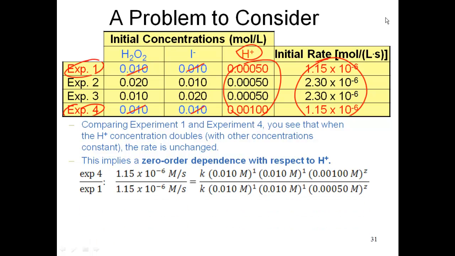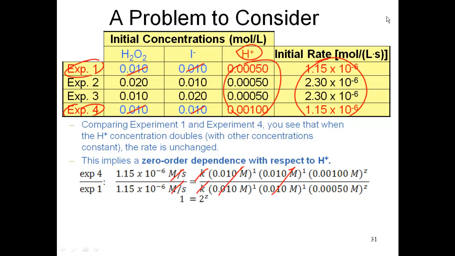Mathematically, put in my concentrations and my rates: 1.15 times 10 to the minus 6 molarities per second for both of them, 0.1 molarity for my H2O2s, 0.010 molarity for my I minuses, and 0.001 molarity for experiment 4 to 0.0005 molarity for experiment 1. We see that my K's cancel, my units cancel, my hydrogen peroxides cancel, my I minus cancels, leaving me 1 is equal to 2 to the Z.